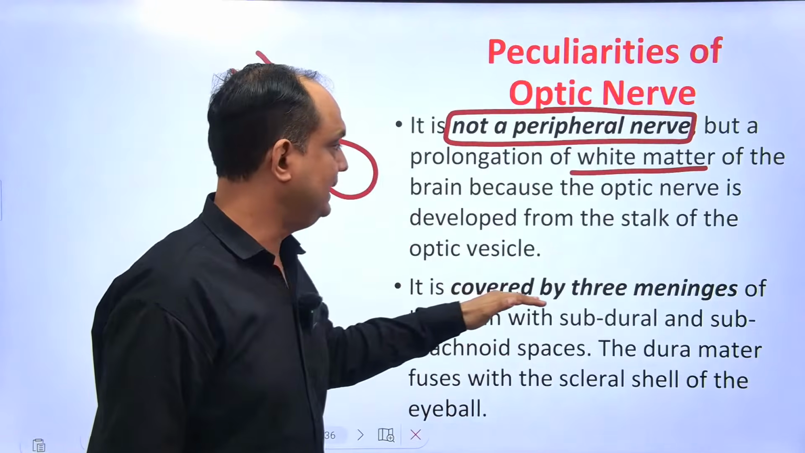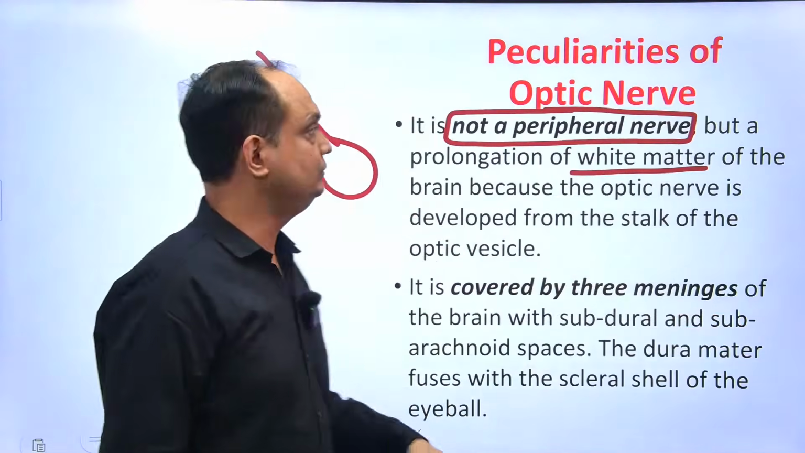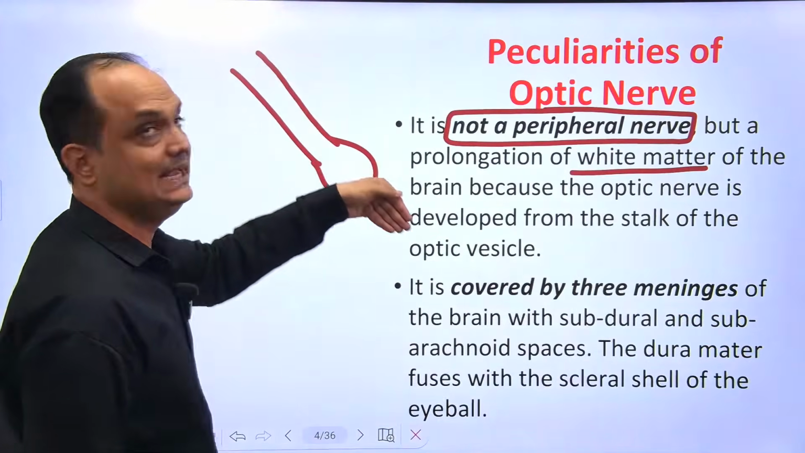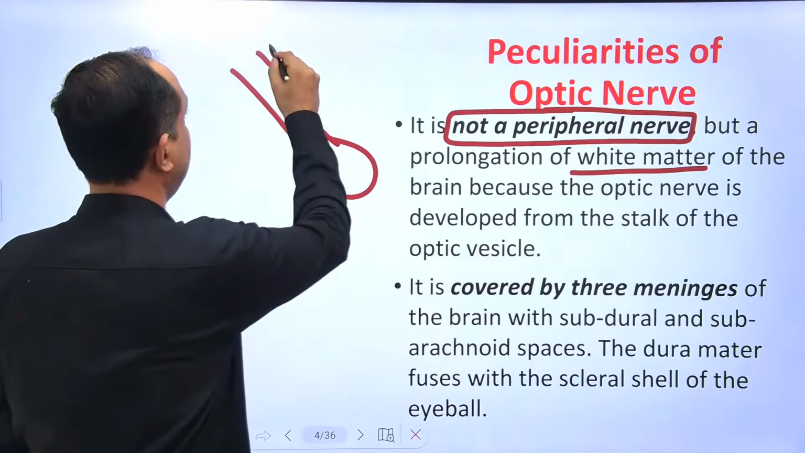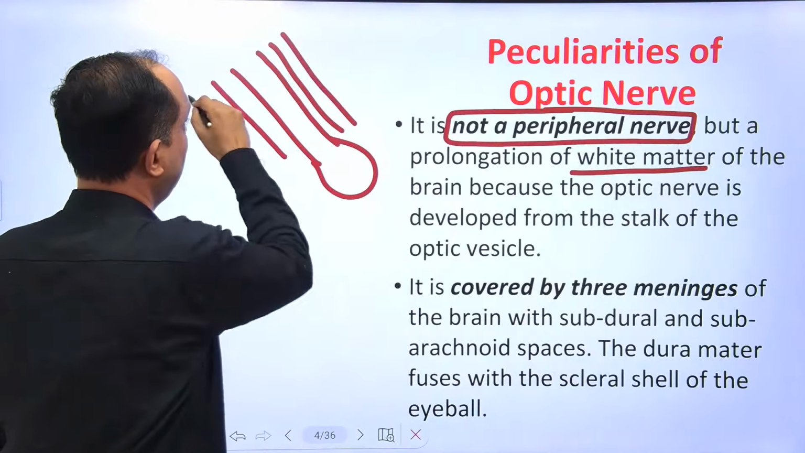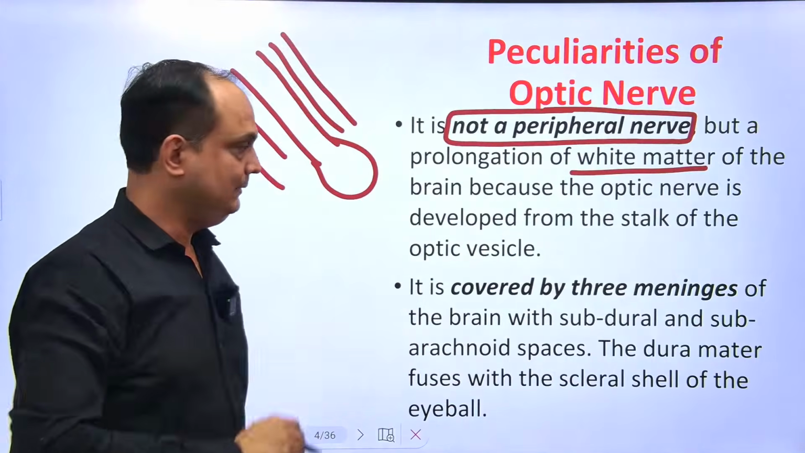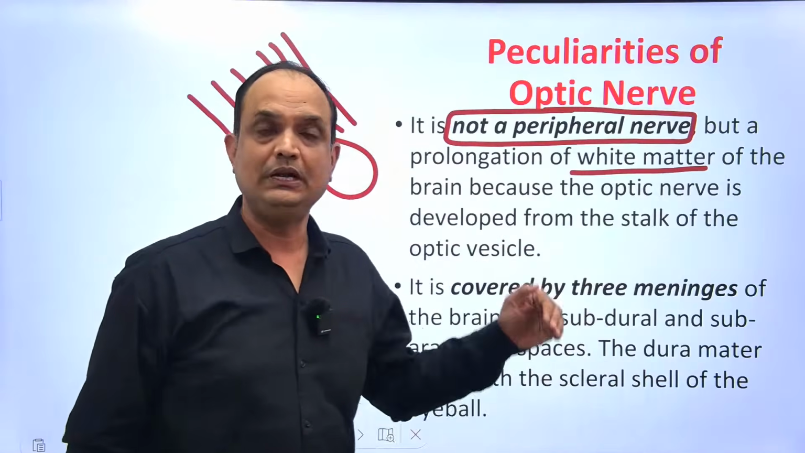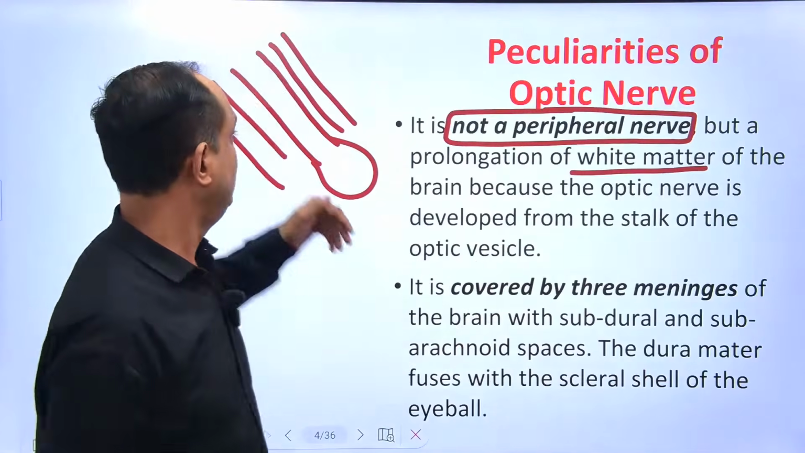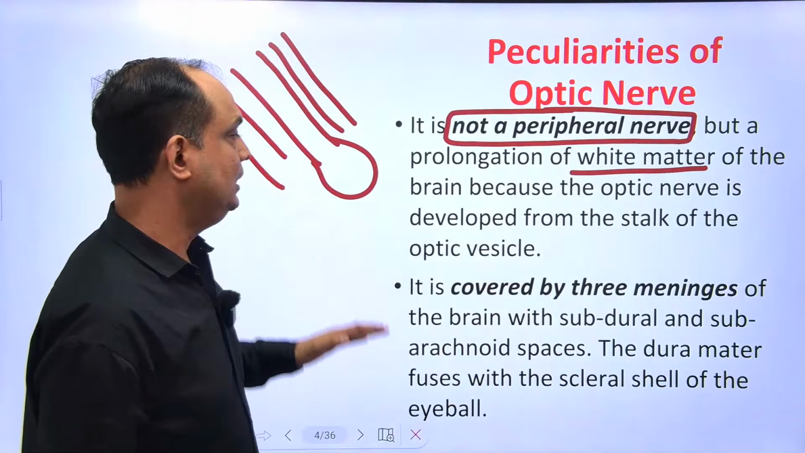Now it is covered by all three meninges, because when it extends from the diencephalon, you know that the brain is covered by the meninges. So meningeal coverings are also present all around this optic nerve. And because of that, you will see that the subdural space and subarachnoid space are also present around the optic nerve.